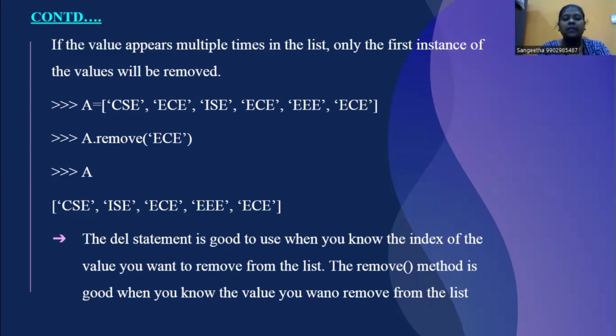The del statement is good to use when you know the index of the value you want to remove from the list. The remove method is good when you know the value you want to remove from the list.